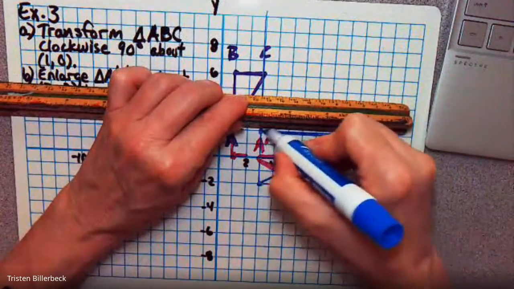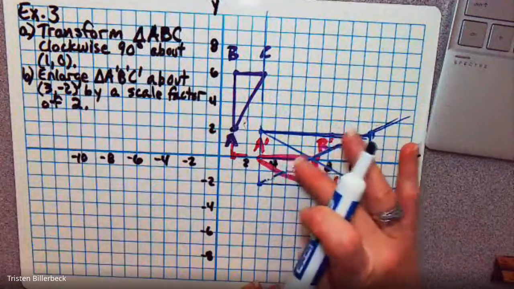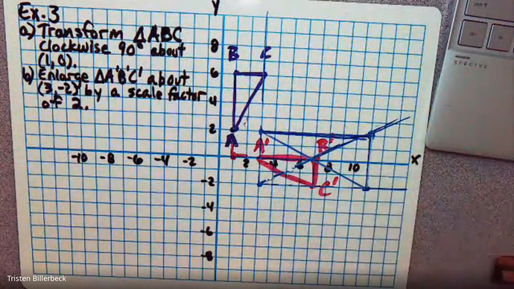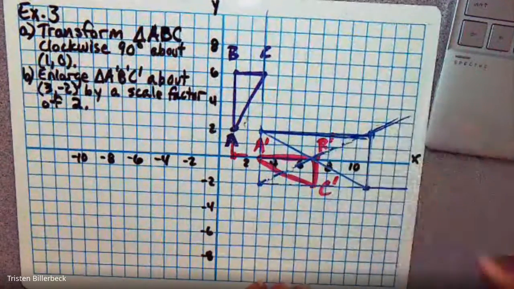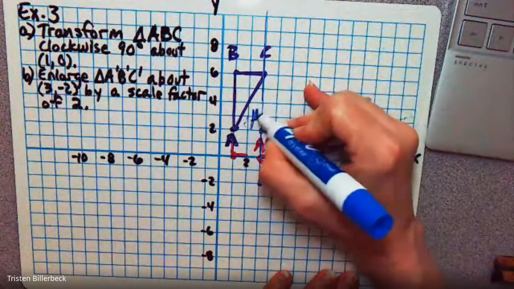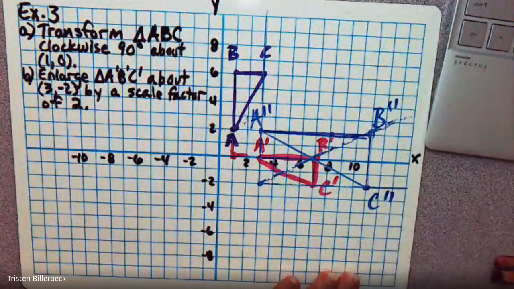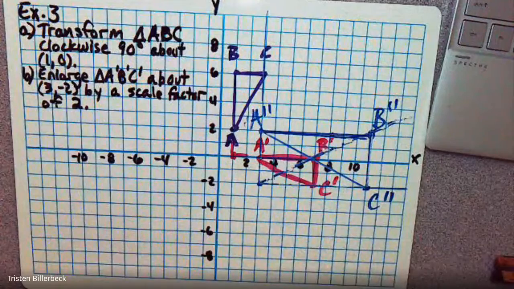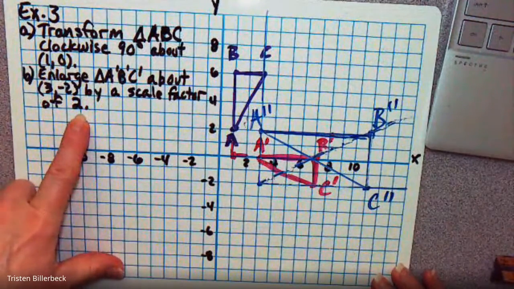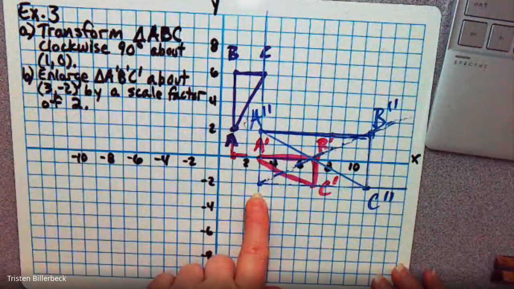Okay, so my enlarged triangle here, let me just dabble these little lines so they're not confused with the other line. So we have our new figure, A double prime, B double prime, C double prime. This shape right here is enlarged or expanded by a factor of 2 from this point at 3, negative 2.